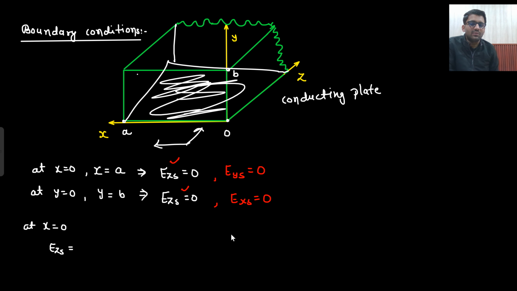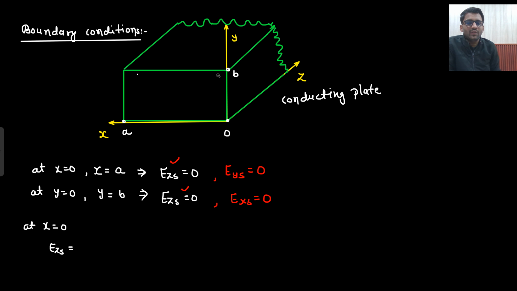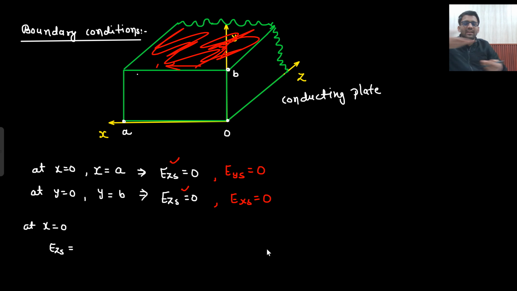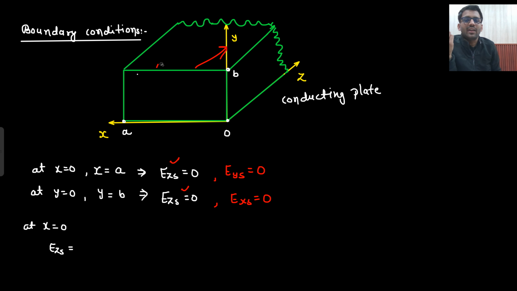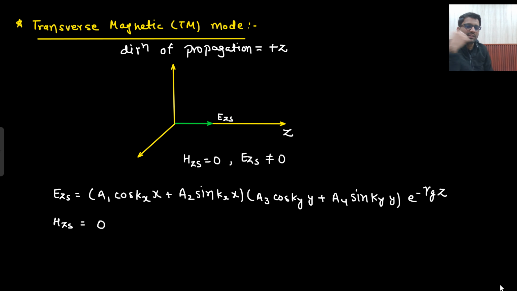We only care about these two. And same goes for y equals to b. What is your y equals to b? This is your y equals to b. So at y equals to b, you can see this is the tangential component and this is the tangential component. So tangential components are x and z. But certainly we will only care about the z component because we are only having the equation of Ezs.